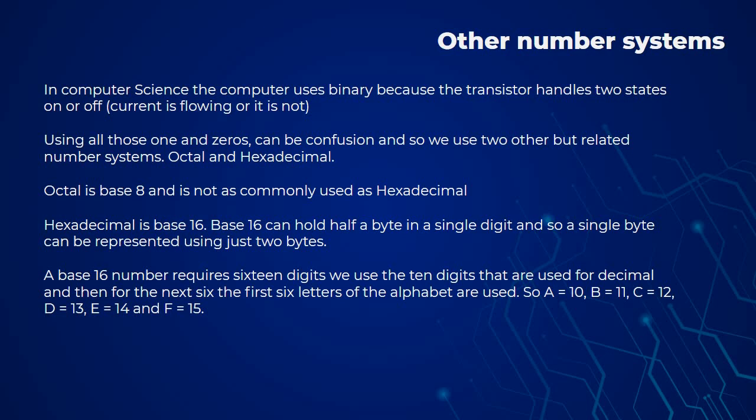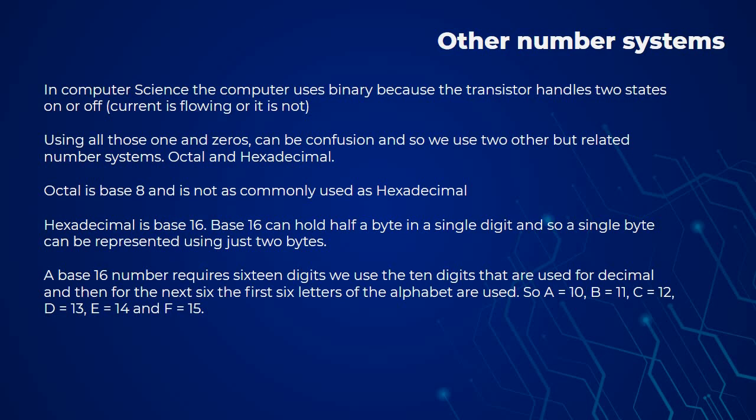And so it uses the same place number system concept. So you've got 8 to the power 0, which is 1. The next column is 8 to the power 1, which is 8. The next column is 8 to the power 2, which is 64, and so on. That one we use, but probably not as much as we use hexadecimal.